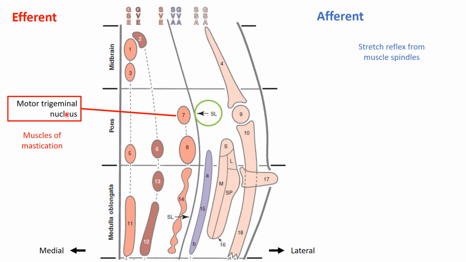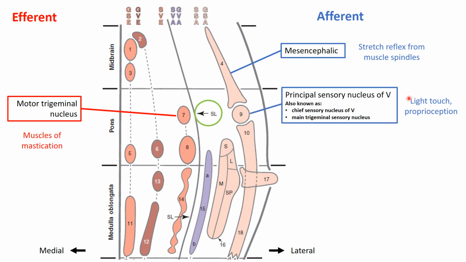Then we need information on these muscles and their stretch, and that's because you don't want to close your jaw and shatter your teeth. So you need to have some sort of proprioception. And that goes to the mesencephalic nucleus, which is denoted as number 4, and that is in the midbrain. Then we need light touch and proprioception. So instead of the dorsal column, we have the principal sensory nucleus of 5, and that's here, number 9.